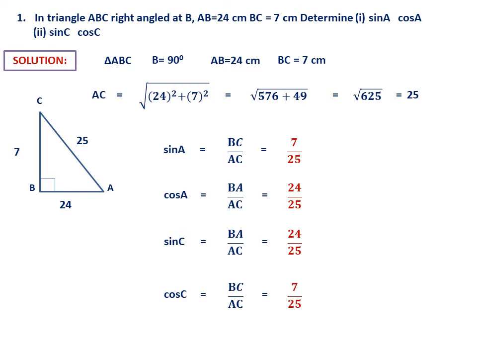Now you get here an interesting result. See, sin A is 7 by 25 and cos C is 7 by 25. Similarly, cos A is 24 by 25, sin C is 24 by 25. So there is a definite relationship between these two. This we are going to study as a property later. So this is the first question. Let us proceed.